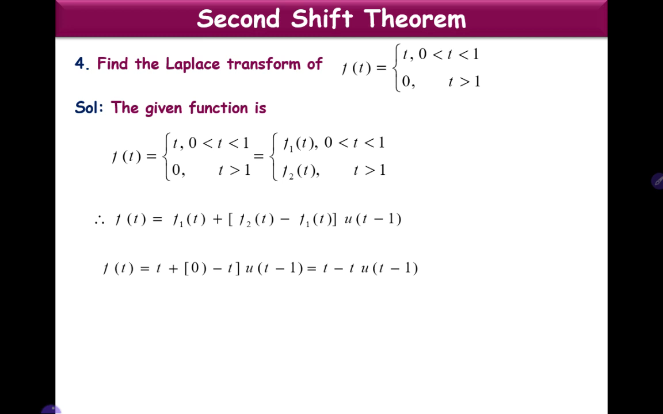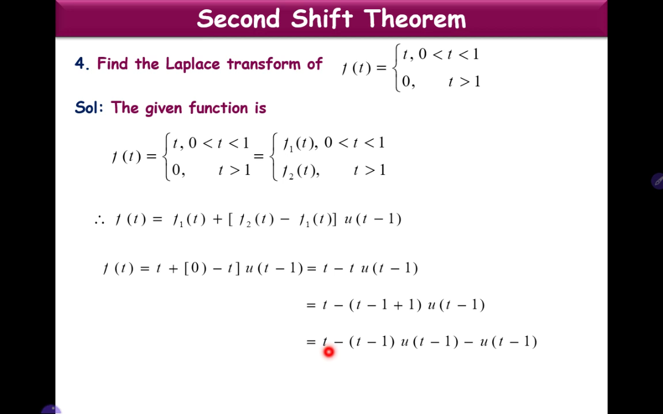Now, because we have u of t minus 1 here, we also write the function in terms of t minus 1. For that we are subtracting 1 and adding 1, so that this becomes t minus 1 into u of t minus 1 plus 1 into u of t minus 1. So this is t minus (t minus 1) into u of t minus 1 minus u of t minus 1. Now to find the Laplace transform of f of t, we apply Laplace on both sides.